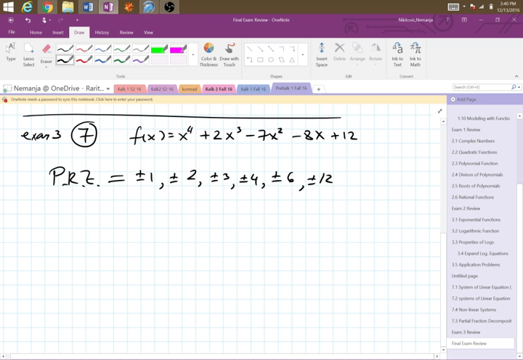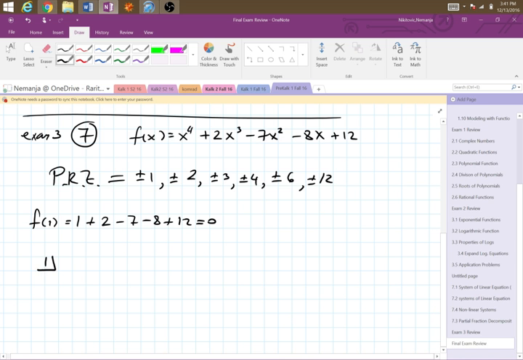And now you can start checking all of these numbers one by one. The fastest way to check is to use the remainder theorem, and then when you find the root, you immediately do division of polynomials. So let's check 1. So how much is f of 1? It will be 1 plus 2 minus 7 minus 8 plus 12. That's 0. Got it on the first shot.